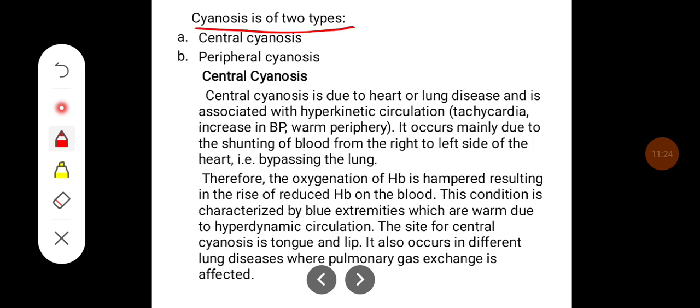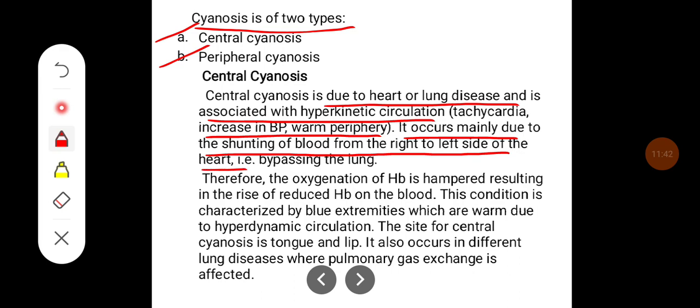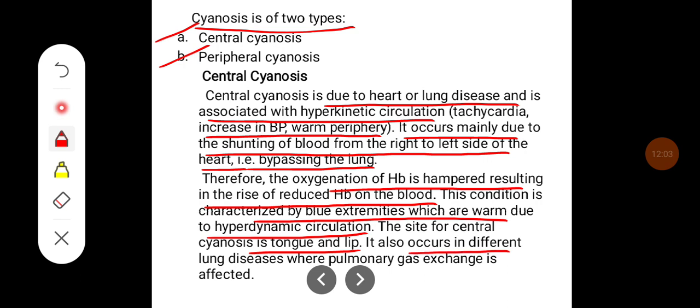There are two types of cyanosis, central cyanosis and peripheral cyanosis. Central cyanosis is due to heart or lung diseases and is associated with hyperkinetic circulation, that is tachycardia, increase in the blood pressure, warm periphery. It occurs mainly due to the shunting of blood from right to left side of the heart, that is bypassing the lung. Therefore, oxygenation of hemoglobin is hampered, resulting in the rise of reduced hemoglobin in the blood. This condition is characterized by blue extremities, which are warm due to the hyperdynamic circulation. The site for central cyanosis is tongue and lip. It also occurs in different lung diseases where pulmonary gas exchange is affected.